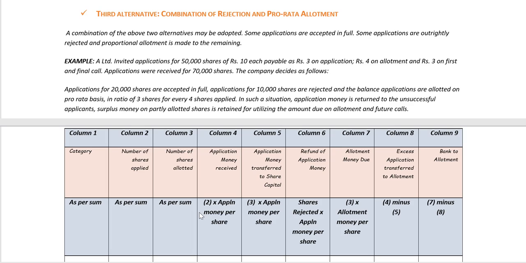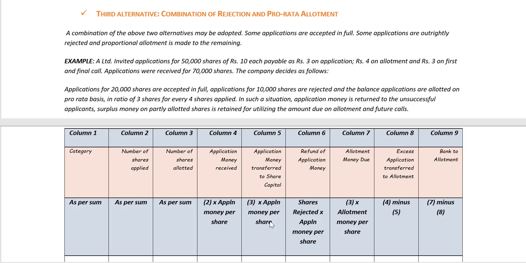The fourth column is application money received in that particular category. We need to take the amount of column 2, which is the number of shares applied, multiplied by the application money per share. The fifth column is the application money which is transferred to share capital. For this we need to take the answer of column 3, which gives us the number of shares allotted in that particular category, and multiply it with the application money per share. We will get the answer to column 5.